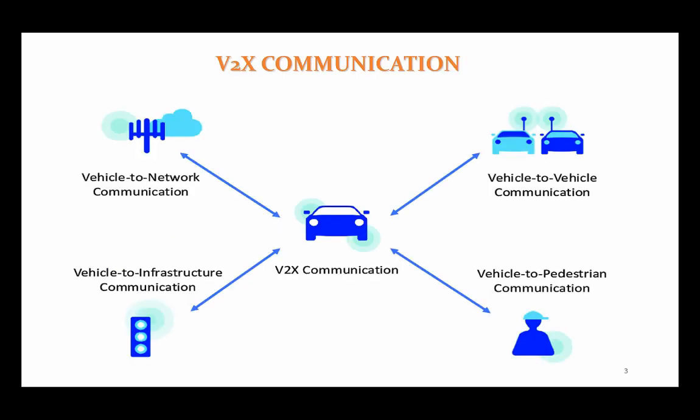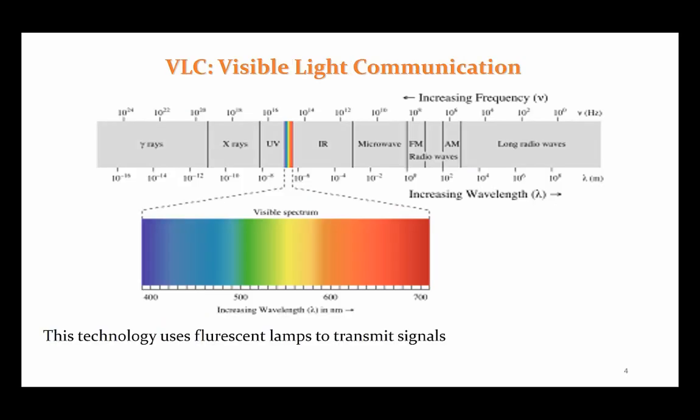First, what is V2X communication? It's a technology that allows vehicles to communicate with moving parts of the traffic system around them. Second, what is VLC? VLC is a data communication variant which uses visible light. We normally use long radio waves in telecommunication. However, this technology uses the visible spectrum. Fluorescent lamps are used to transmit signals.